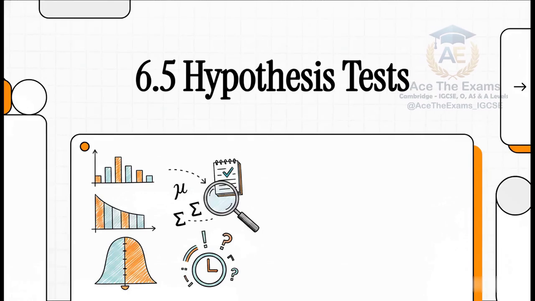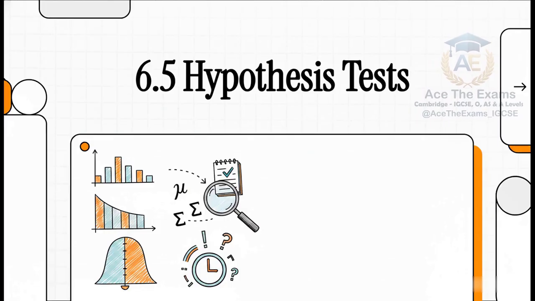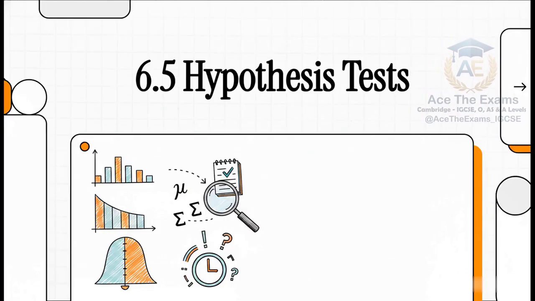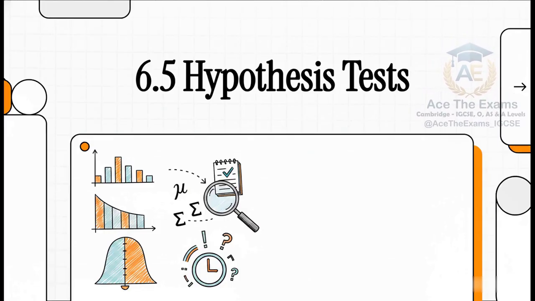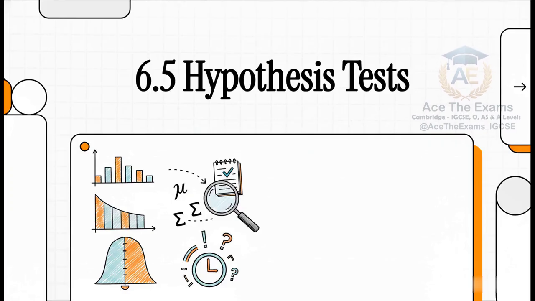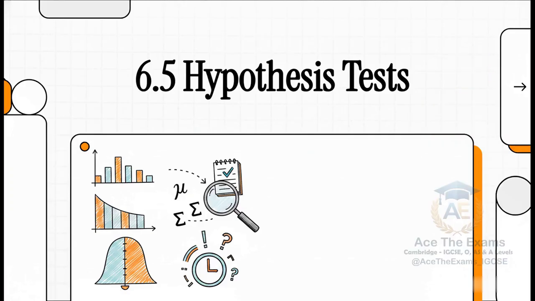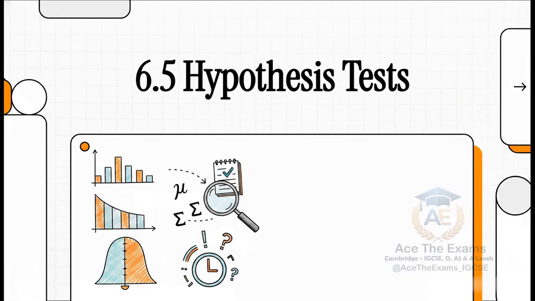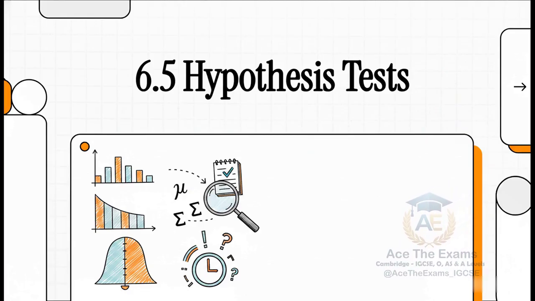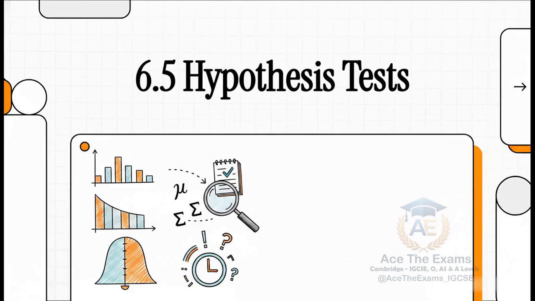Welcome to Mission Control. I am your flight director for today's explainer simulation, and we are initiating a highly requested critical launch sequence. We are cracking open the official examiner's blueprint for Cambridge AS and A-level mathematics, specifically locking our targeting coordinates on section 6.5, hypothesis tests for binomial, Poisson, and normal means.